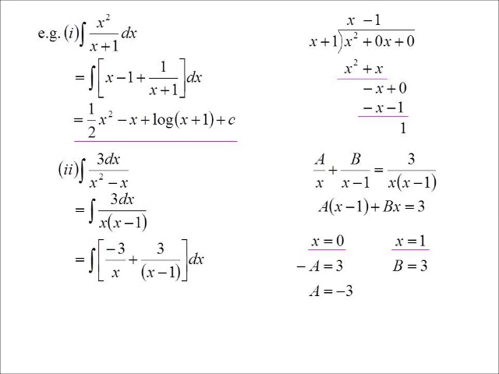So I can rewrite this as minus 3 on x. I can integrate that. That's a log function. Plus 3 on x minus 1. That's a log function as well.